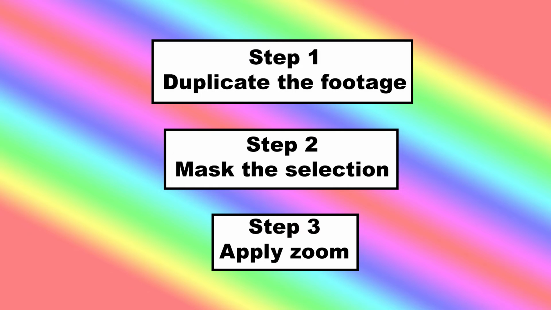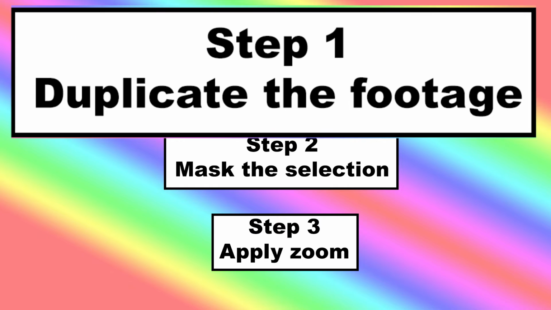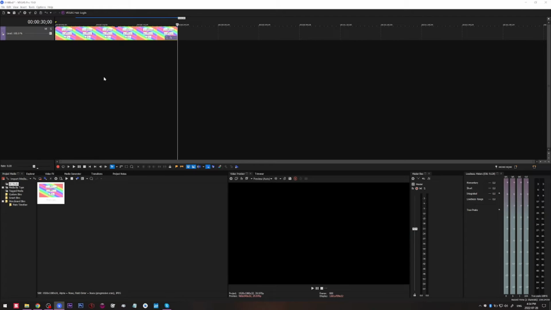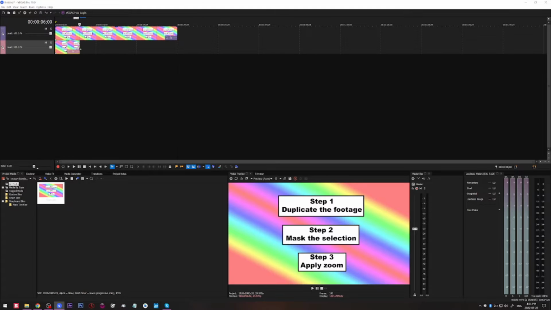Today we're going to teach you how to do a selection zoom. The first step here is to duplicate the footage. So I'm going to grab a copy of it up here and bring it up to the top. You can do this with video or not. I'm just doing it with a still to show you.